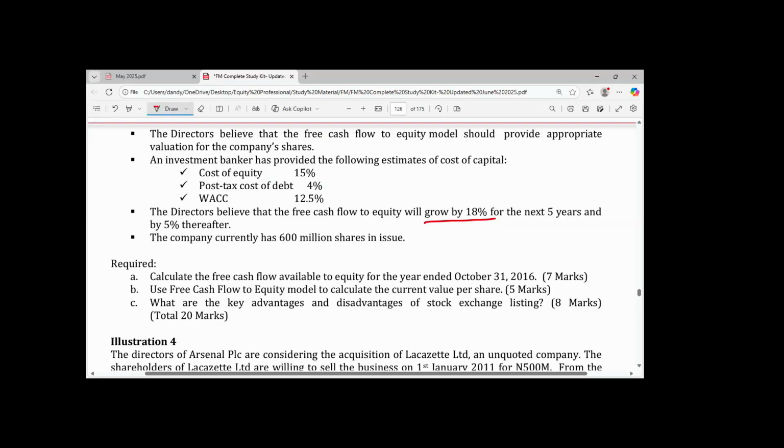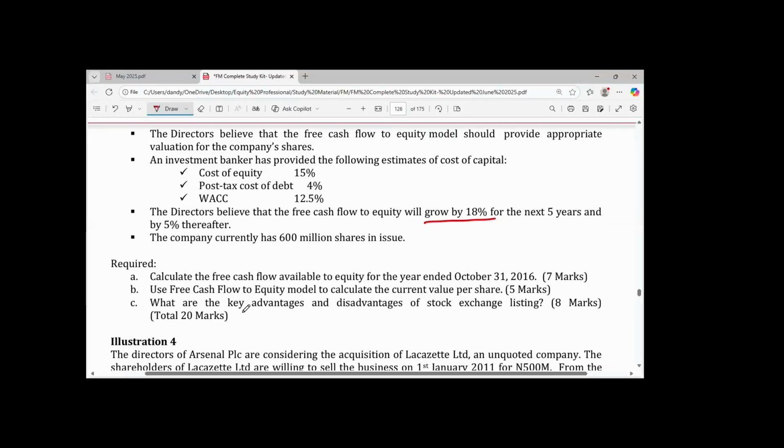Use free cash flow to equity model to calculate the current value per share. C. What are the key advantages and disadvantages of stock exchange listing? All right, thank you very much, Troya. So that is the question.